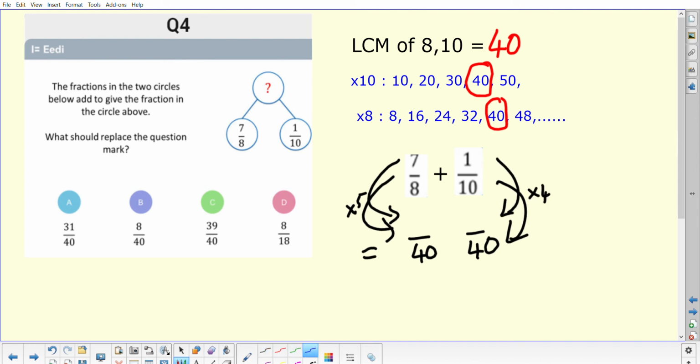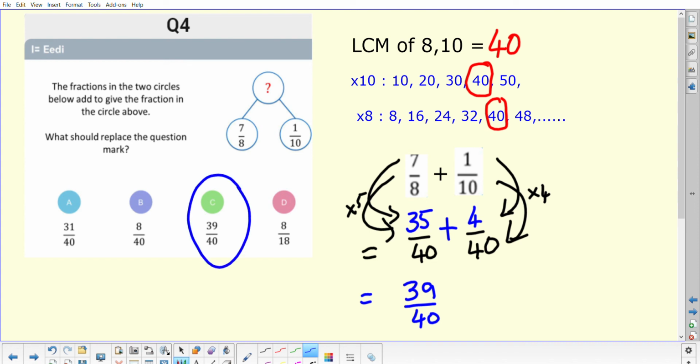That means your two numbers on the top there, you're going to have 5 times 7 would be 35. On this one you would have 4 times 1 be 4. That give you an answer of 39 out of 40. You're simply adding the two top numbers, and that would be answer C.